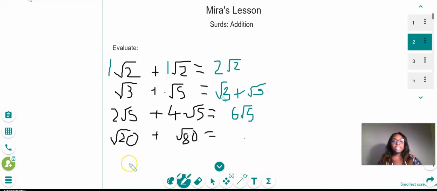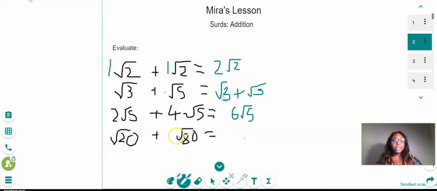Next we have root 20 plus root 80. Now usually you won't just be able to add root 20 plus root 80 together just like that because those two numbers are not the same. So we will put them in a form where we do have the numbers on the inside of the square root as the same number.